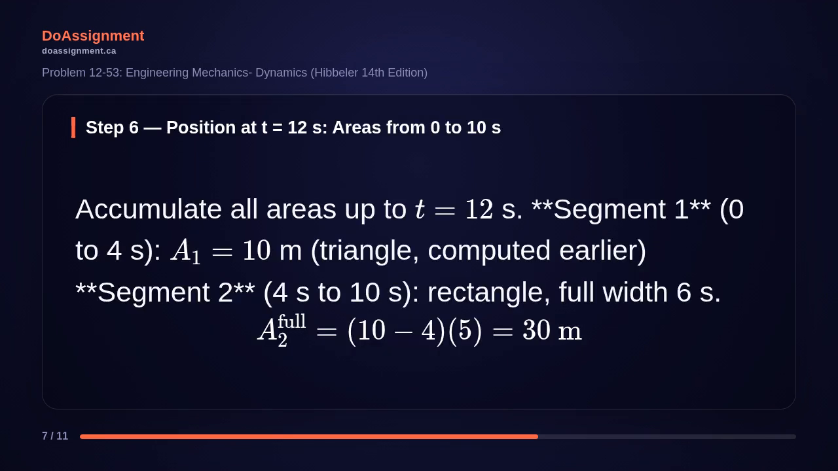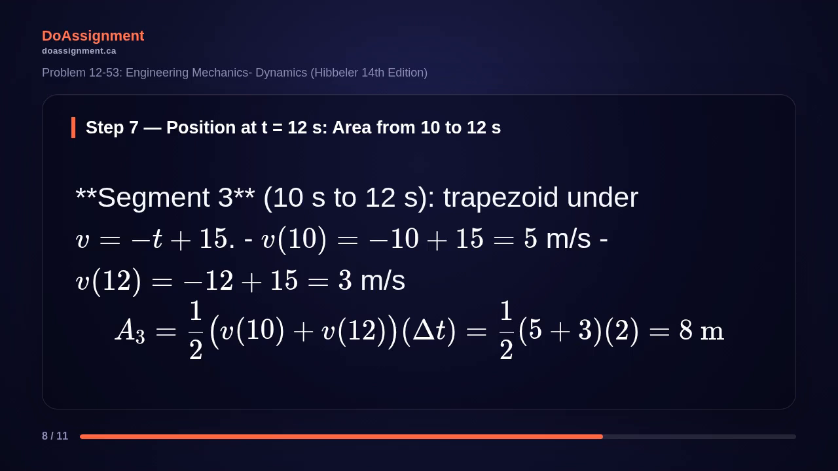For the position at t equals 12 seconds, we accumulate three areas. Segment 1, from 0 to 4 seconds, gives 10 meters, as computed before. The full rectangle from 4 to 10 seconds is 6 seconds times 5 meters per second, which equals 30 meters.